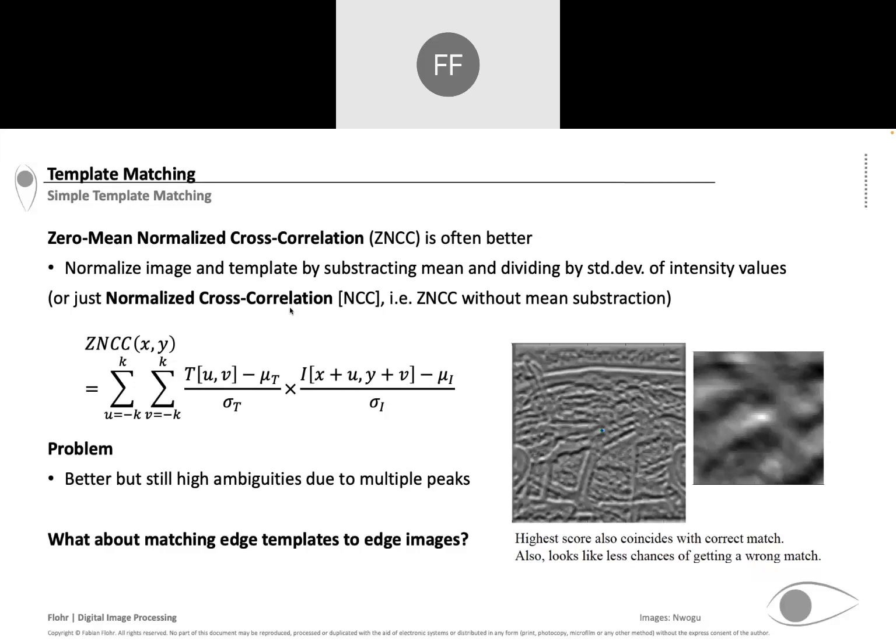So we do it for the template. So we take the mean of the template, subtract it, and we divide it with the standard deviation of the intensity values of the template. And we do the same for the image, right? Subtract the mean and divide it by the standard deviation in this particular window, right? This is important, right? We don't do it over the complete image. We do it only locally, always in this window of 2K for the template and for the image.